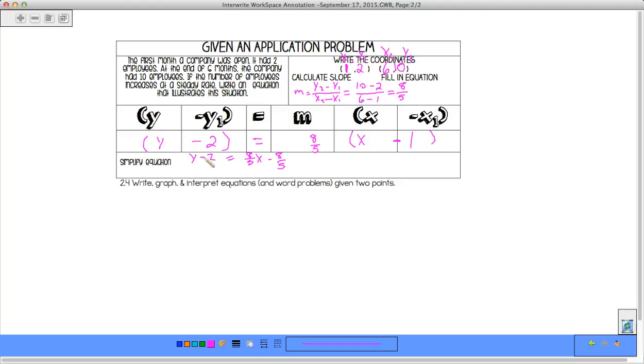And then all we need to do from here is add the 2 over. Once again, if you're not comfortable with the fraction, just use your calculator. So I'm going to take negative 8/5 plus 2. And you can get 0.4, or as a fraction, it would be 2/5. So we're going to get y equals 8/5 x plus 2/5. And we are done.